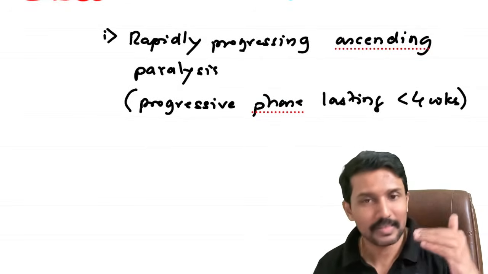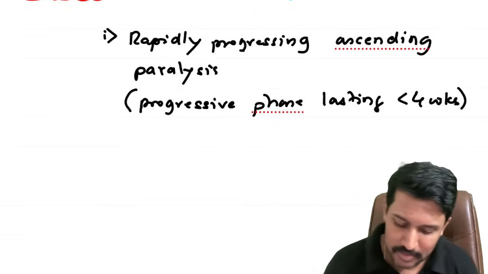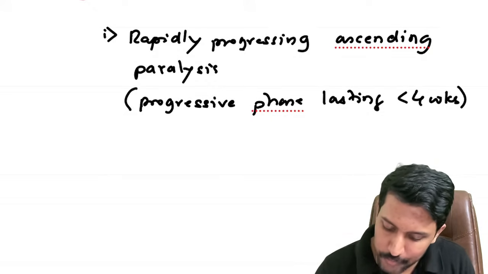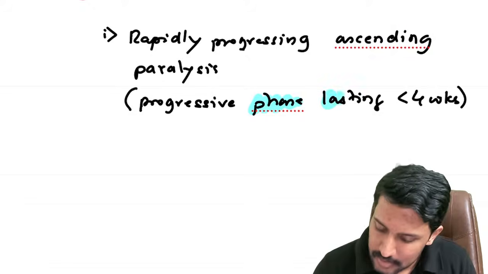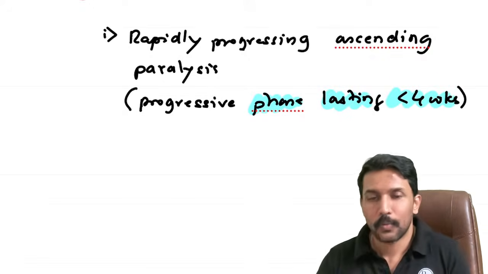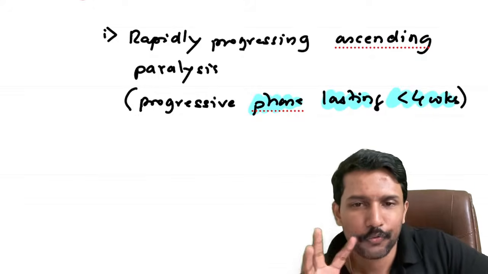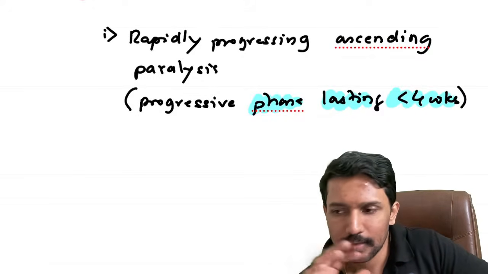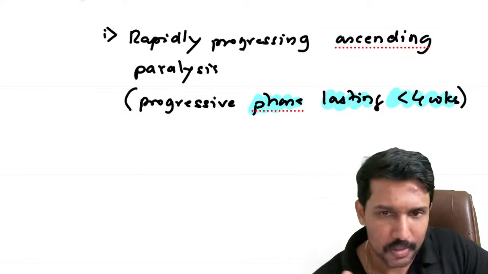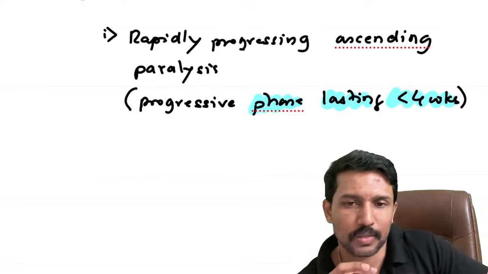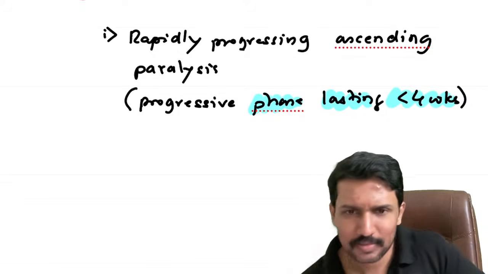So rapidly progressing ascending paralysis. And then I have made a statement here. Let me elaborate what does that mean. The progressive phase lasting for less than 4 weeks. What does that mean? Let us say I now presented to you with weakness of feet muscles. Then 5-6 days later, the weakness has progressed to leg muscles. 5-6 days later, the weakness has progressed to thigh muscles. So it is ascending.